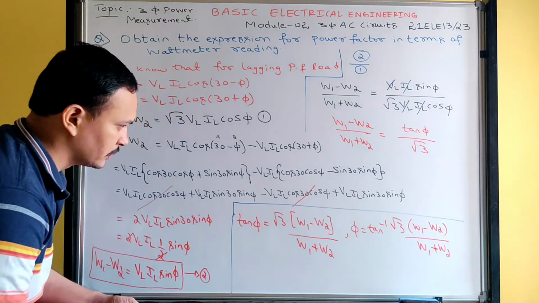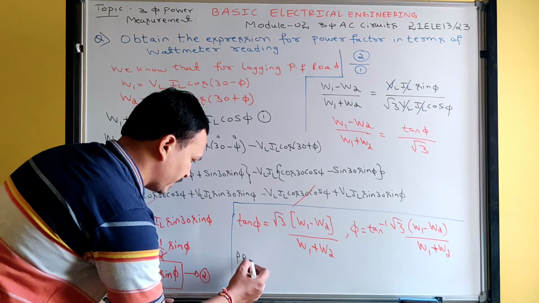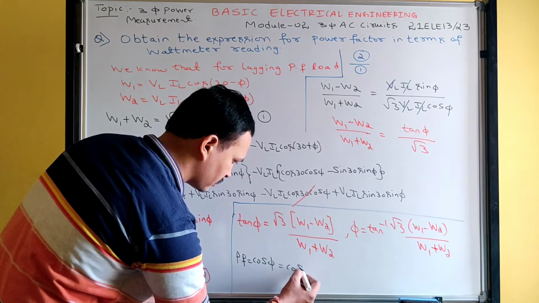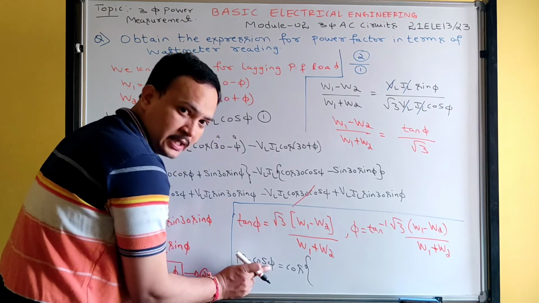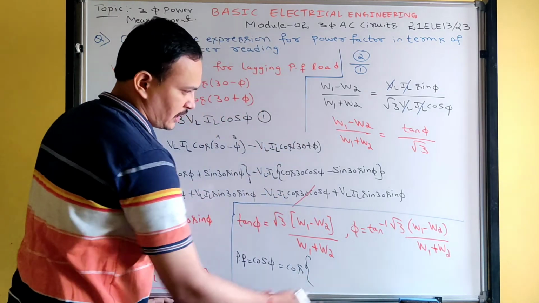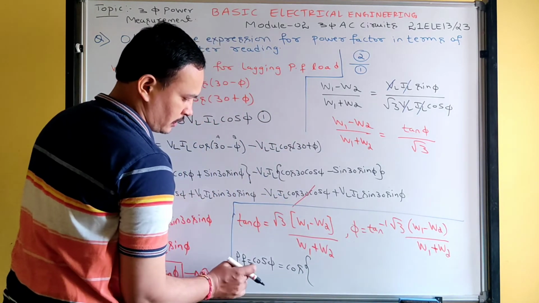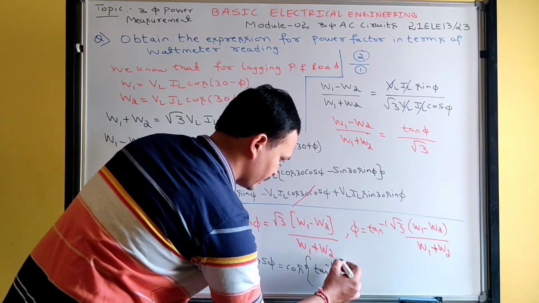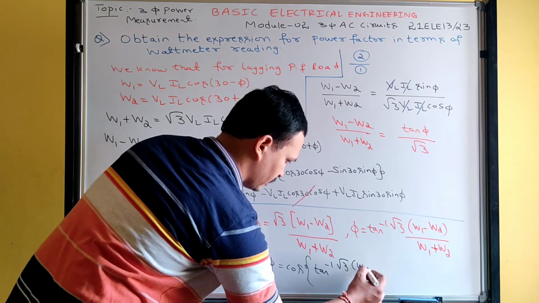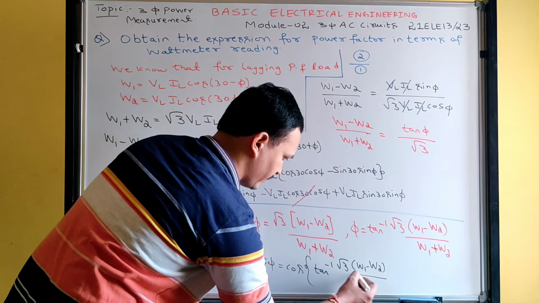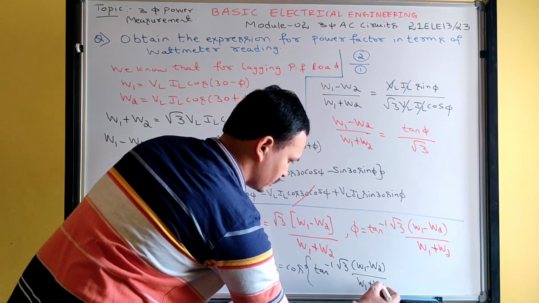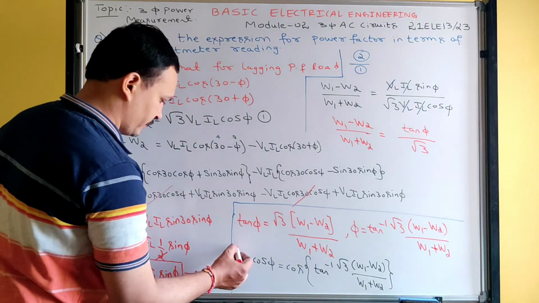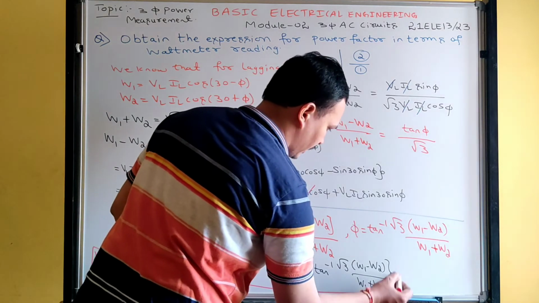Now we know the power factor. What is power factor? Cos phi. Now I am writing cos here. Now phi is replaced by this equation. Whatever you wrote here, replace phi in this equation. Phi can be written like this: tan inverse root 3 within the bracket W1 minus W2 divided by W1 plus W2. So this is the final expression for power factor in terms of wattmeter readings.